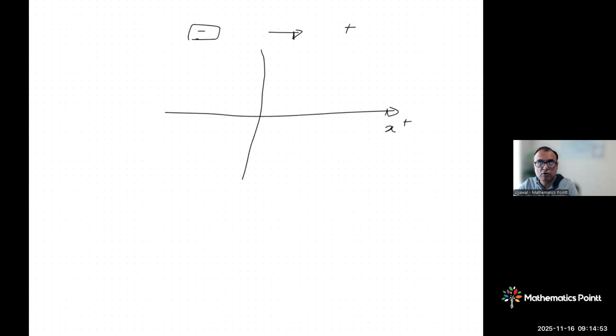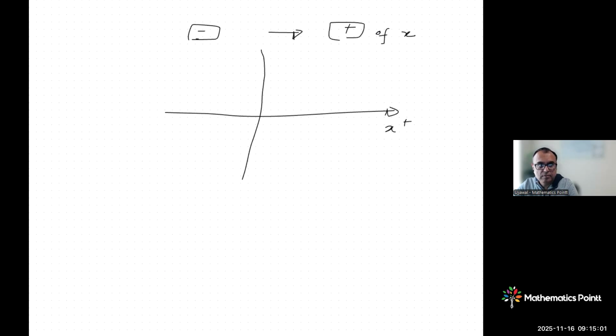Slope is always measured from left to right. That means in the positive direction of x. If I were to draw a Cartesian plane, left to right means I am moving from negative to positive. Slope is always measured from left to right, or from negative to the positive of x, which is the horizontal line.